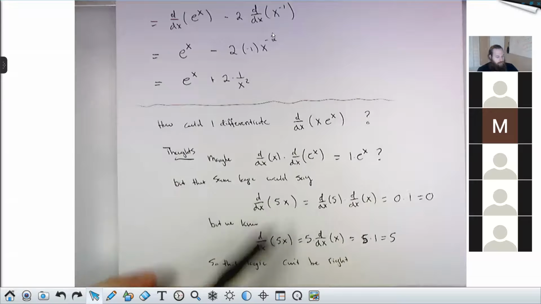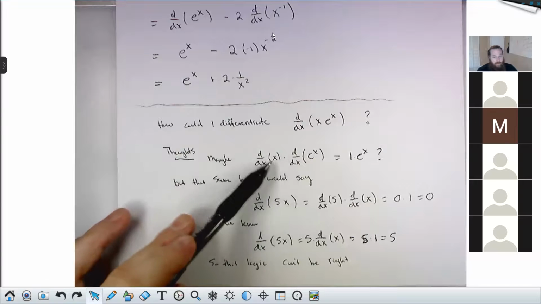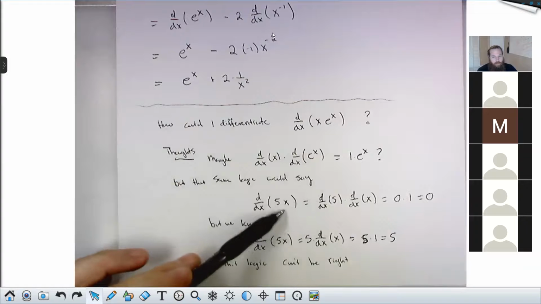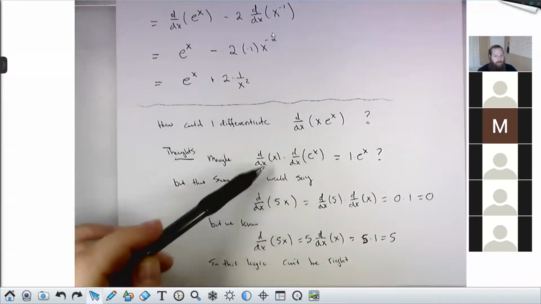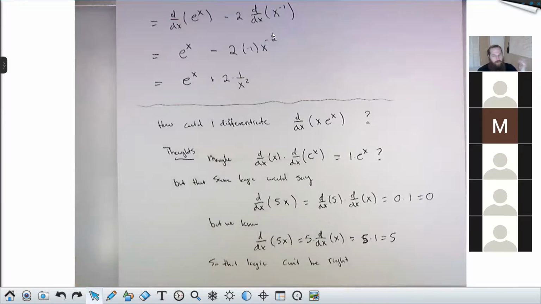So the question is, if this is wrong and this is doing the same thing as this, then this must be wrong. We know this is wrong because the right way to differentiate 5x is this. So this guy and this guy are using the same logic. I know that this one is wrong, which means this one must also be wrong. Then what's d dx of x times e to the x? That's the burning question, right? So what the hell is the derivative of x times e to the x? How do we differentiate more generally?